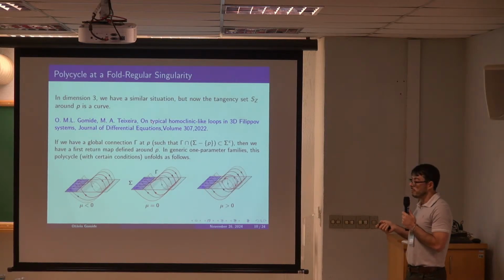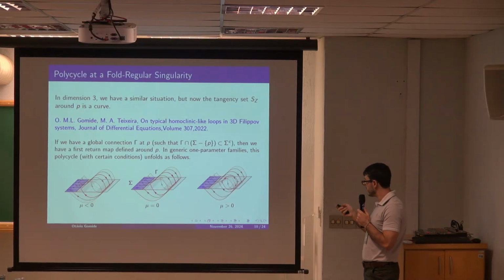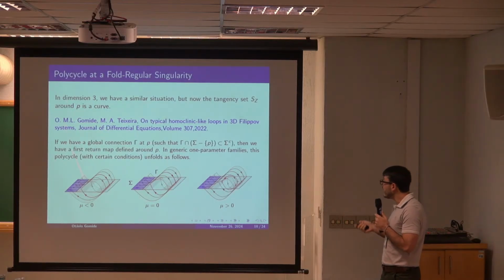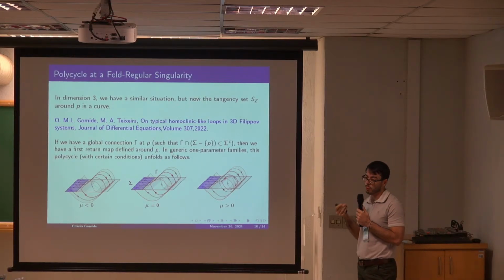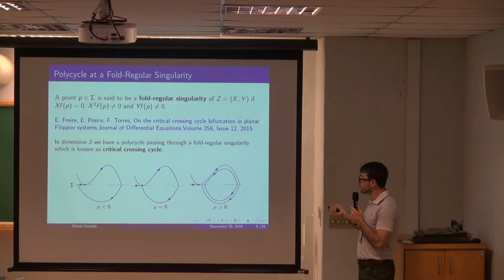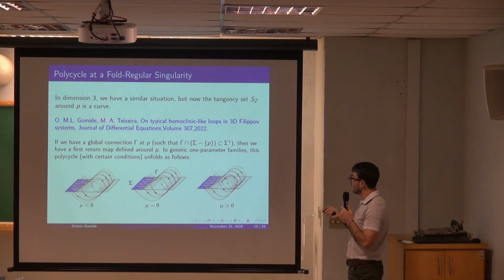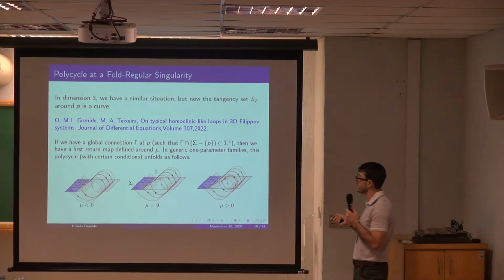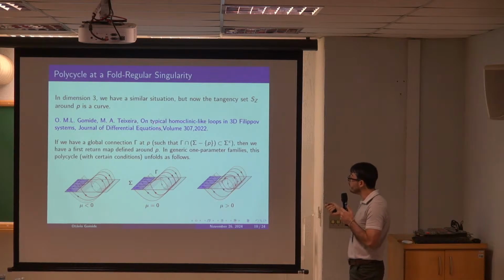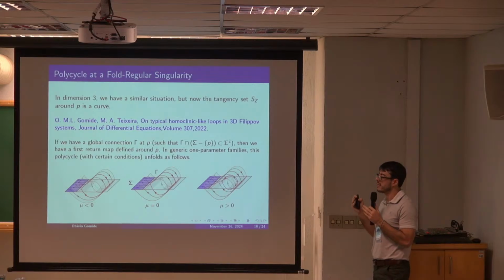We have studied this problem in dimension 3, motivated by the simpler case. In dimension 3, we have a main difference regarding the fold regular singularity. In dimension 2, the fold regular singularity is an isolated point. In dimension 3, that does not happen. It always occurs along a curve of tangential fold regular singularities. So in this case, we have a more complex situation.